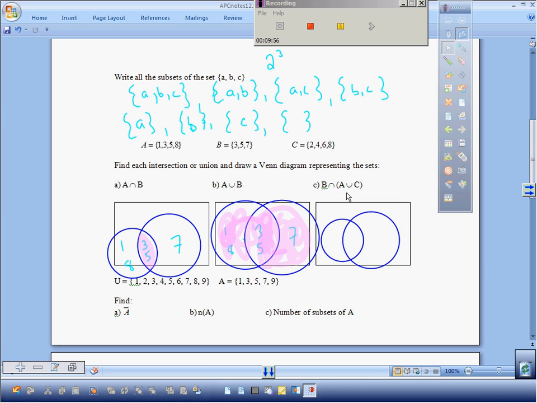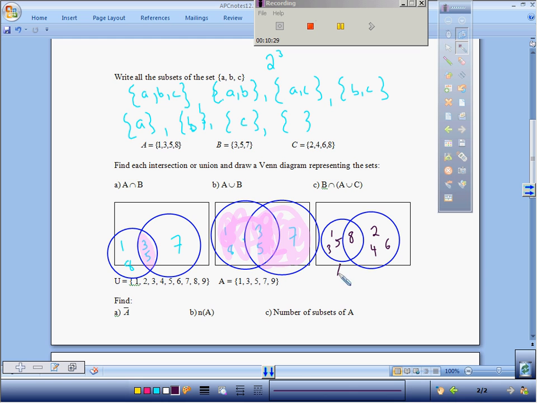So first you do A union C. A has 1, 3, 5, 8, and the only thing they have in common, it appears, is 8, right? So I'm going to get a different color because that's kind of hard to see. 8 goes here, and then 1, 3, and 5 are floating around out here, and 2, 4, 6 are floating around out here, right?